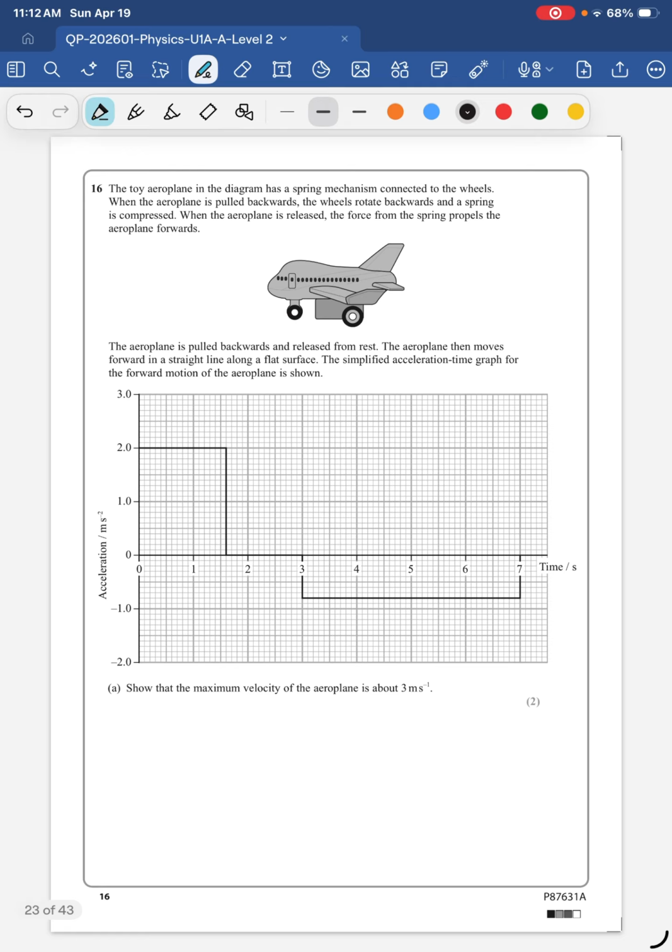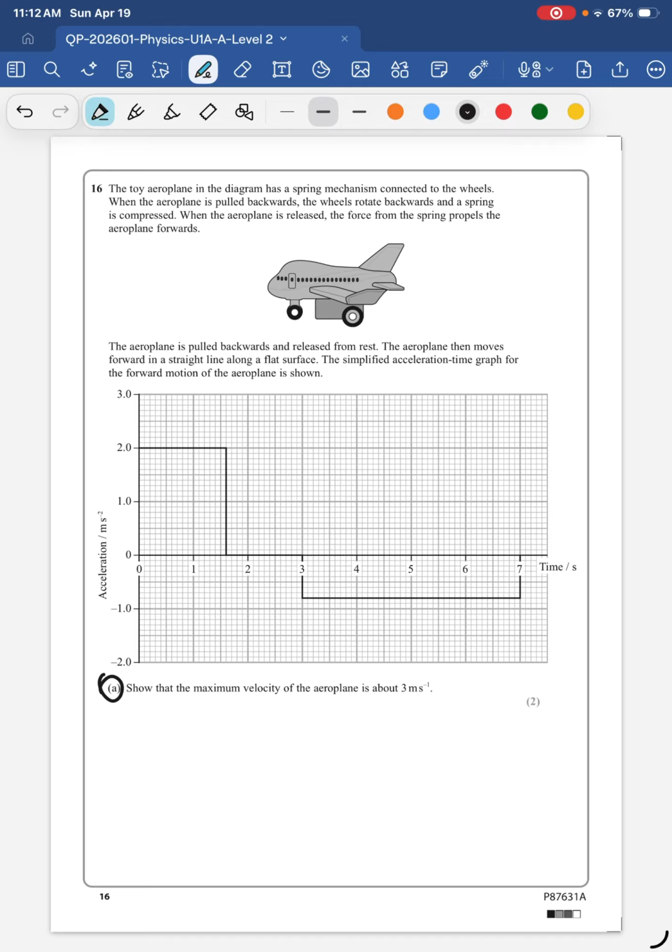Yeah, question A is down here. Okay, sorry, I got distracted. Show that the maximum velocity of the aeroplane is about 3 meters per second. So this is a nice occasion in which you can use the area under the curve, because you are given the acceleration-time curve, okay?